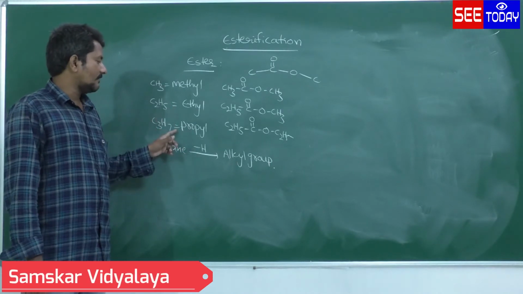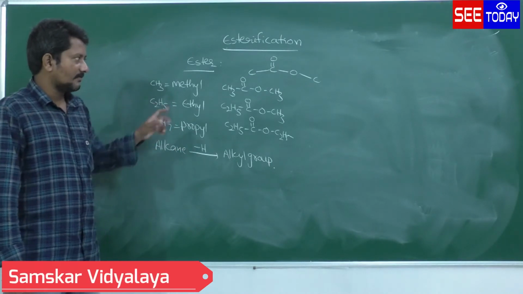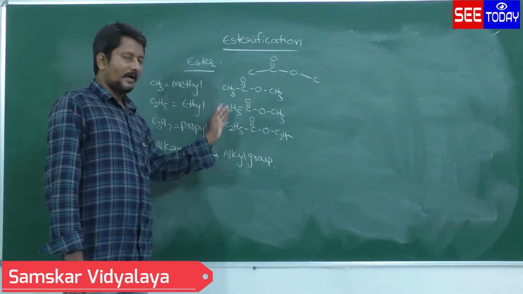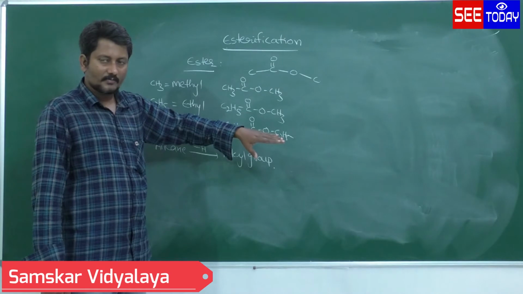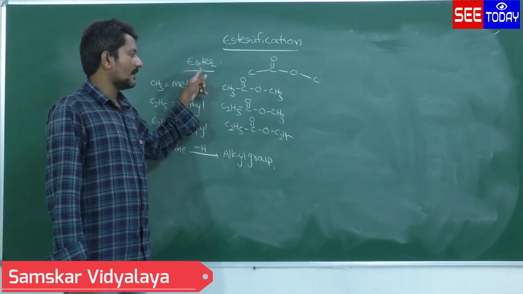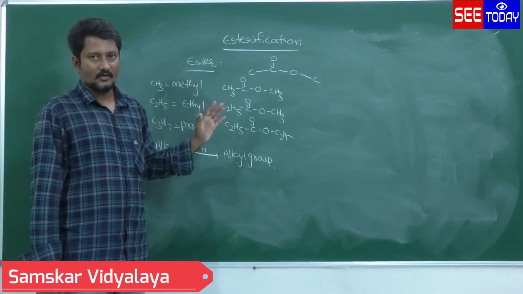So that's why the ester functional group is nothing but, with respect to the C double bond O, an alkyl group on the left side and another alkyl group on the right side, same or different. Such a functional group is known as the ester functional group.